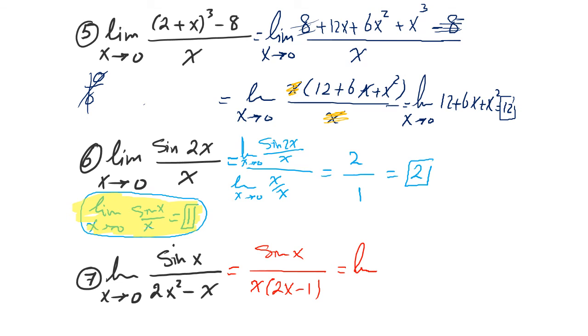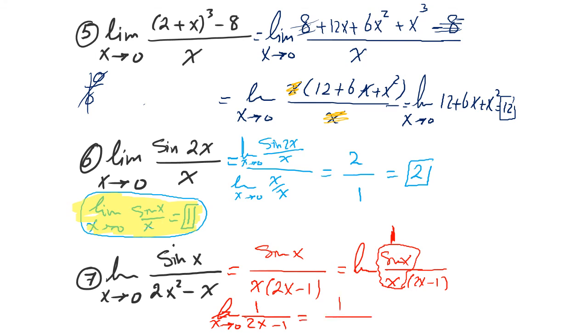And limit of sine x over x multiplied by 2x minus 1. So this one, its limit is 1. So it can be written as 1 over 2x minus 1, limit of x tends to 0, after replacing this value with 1. And then I'm going to replace x with 0. So 2 by 0 minus 1, which is equal to 1 over negative 1, which is equal to negative 1. So the final answer is negative 1.